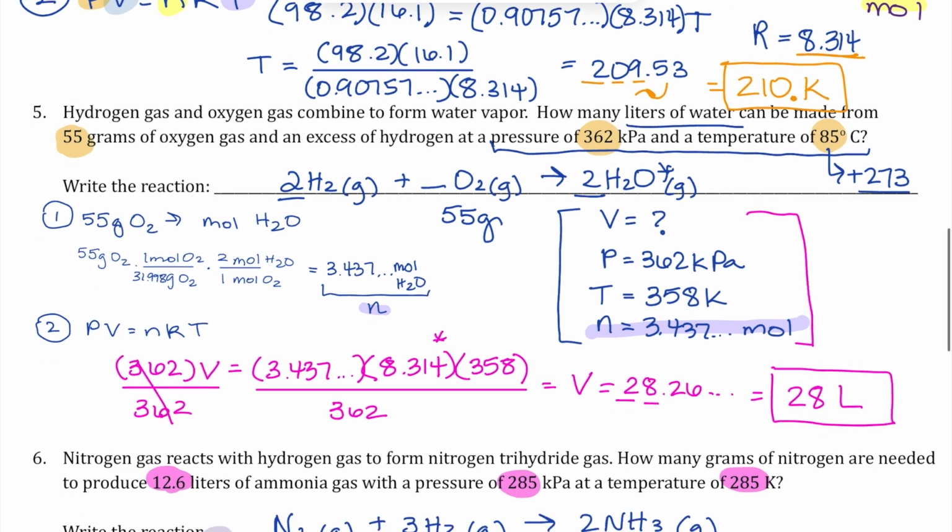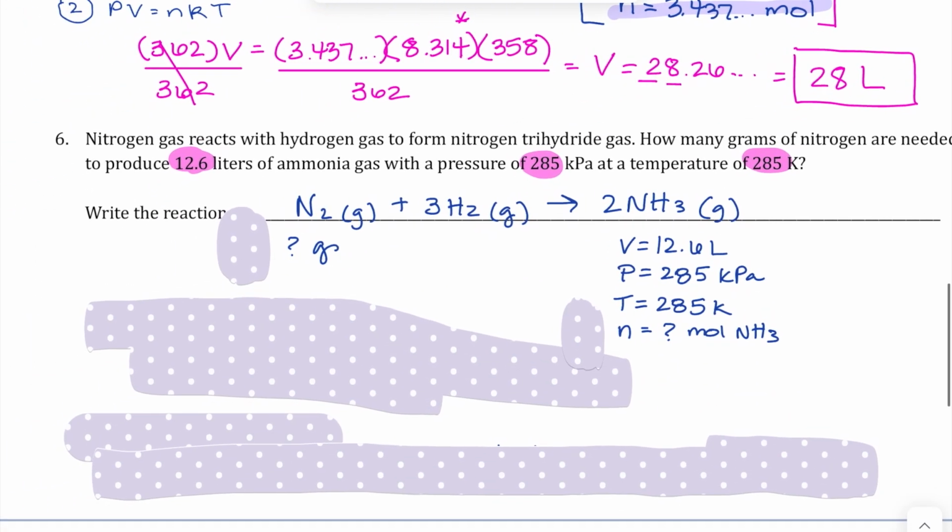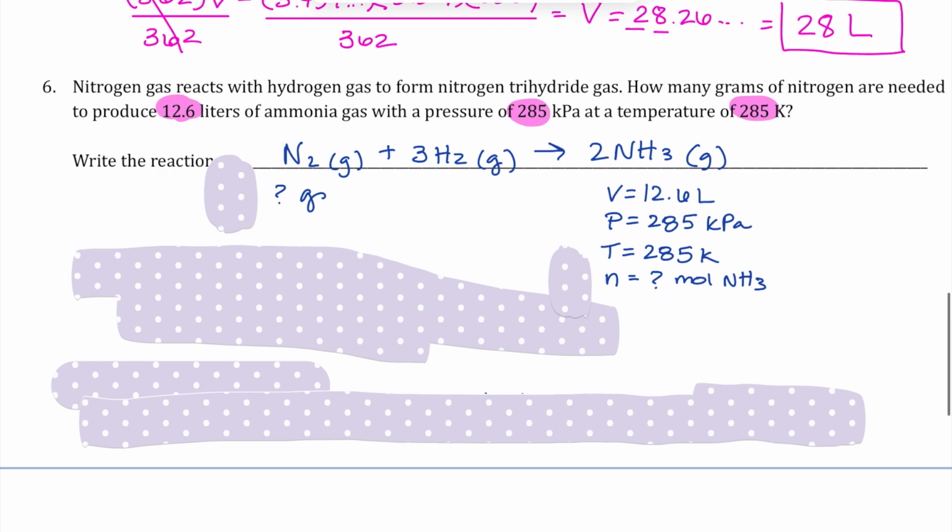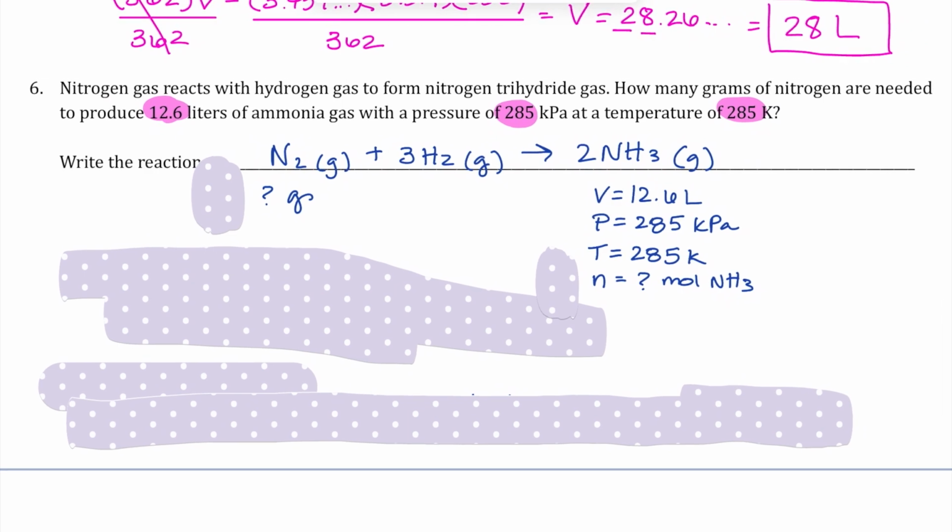All right, if you want to go ahead and try number 6 on your own, go ahead and do that. I went and listed out everything I have, and then I'll talk through how this is different. Feel free to pause. So with this one, we are asked for how many grams of nitrogen are needed. We're given volume of ammonia gas, pressure, and temperature. Because we're talking about ammonia gas, I just listed those under there.